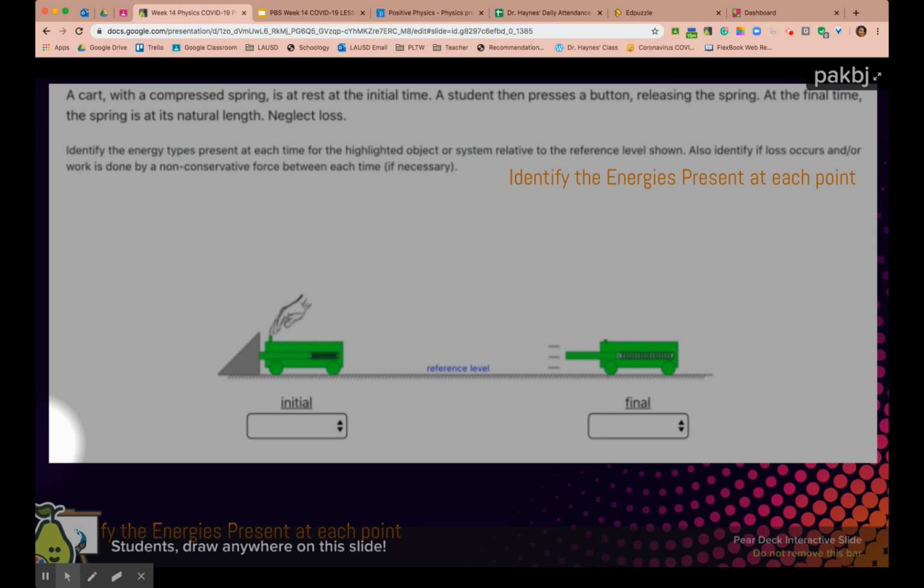Good. I see some good answers here. Yes, Carlos, I agree. Are they both present at both times, or is it which one's for the initial and which one's for the final?